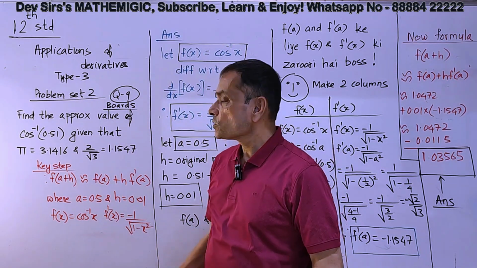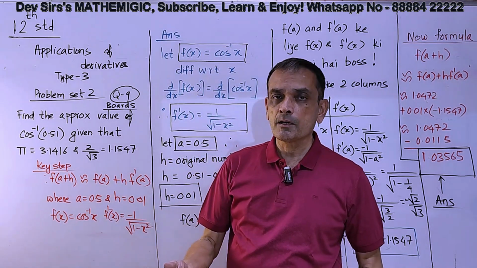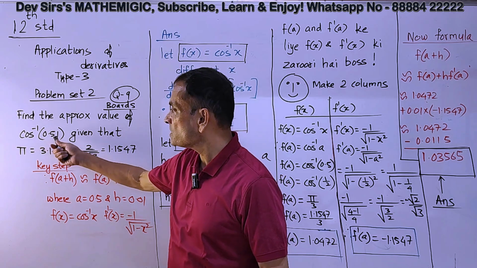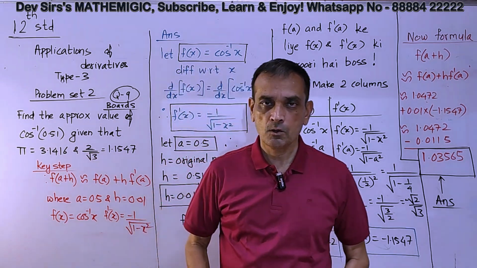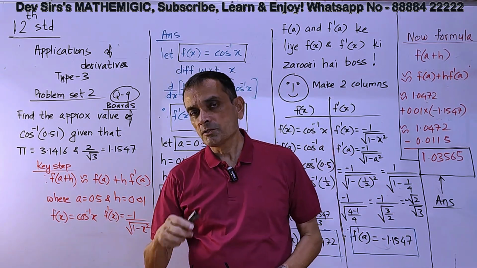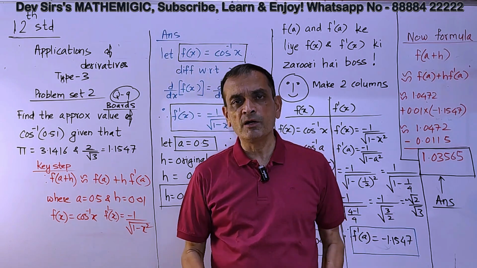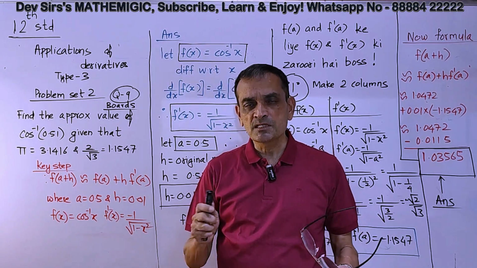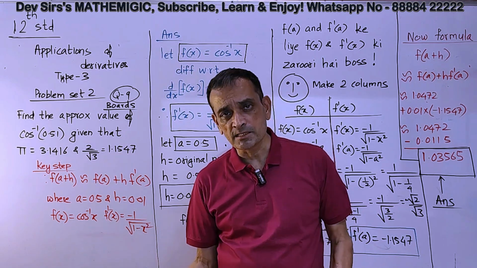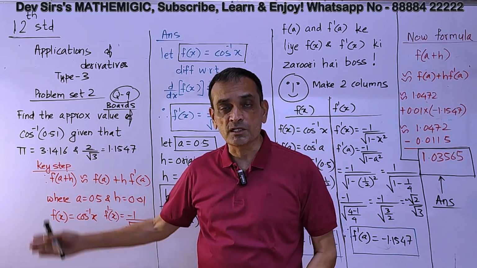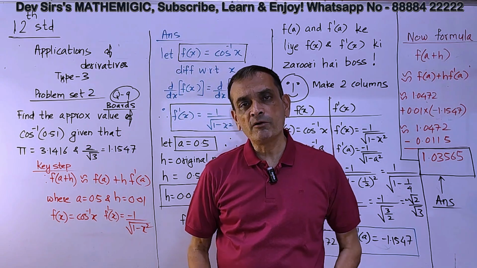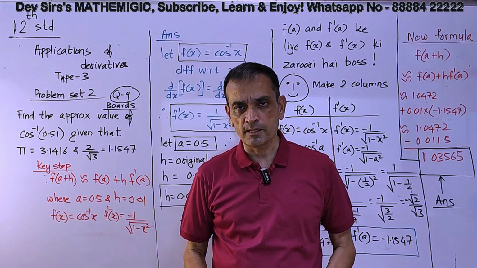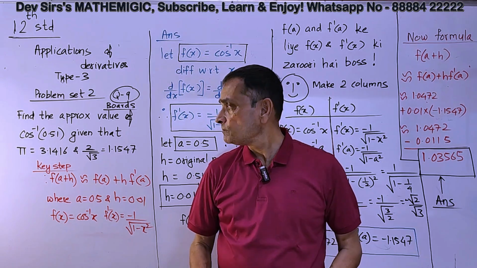In this, we have been asked to find the approximate value of cos inverse 0.51. Type 3 is about finding approximate values of certain things like log of 1.01, sine of 32 degrees, sometimes sine inverse, cos inverse, tan inverse. So we have to find approximate values, which means using a formula from applications of derivatives. Simple thing. So let us see.